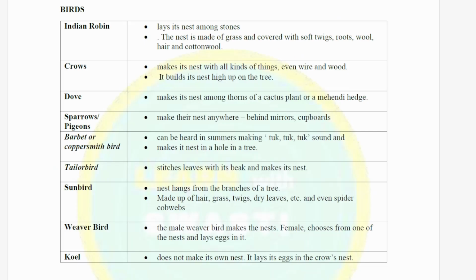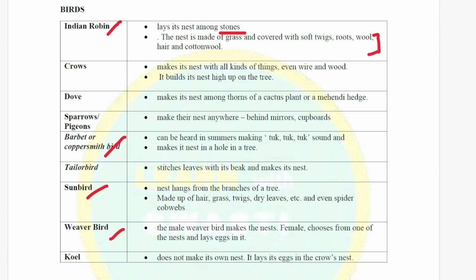So what is it that you have to remember for the CTET exam? All of them are important. Main questions are from the Indian robin, the barbet or the coppersmith bird, the sunbird, the weaver bird, and the quail. So the Indian robin lays its nest among stones. So anything with stones is Indian robin, and the nest is made up of a whole lot of things like grass, soft twigs, roots, wool, hair, and cotton wood.